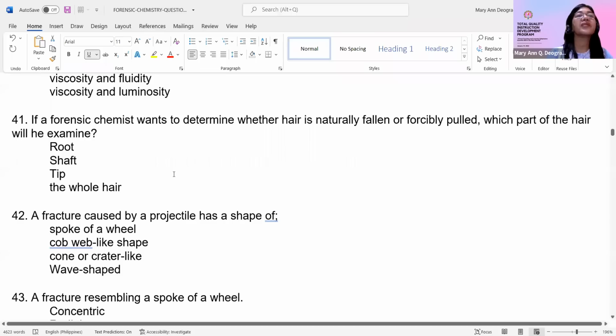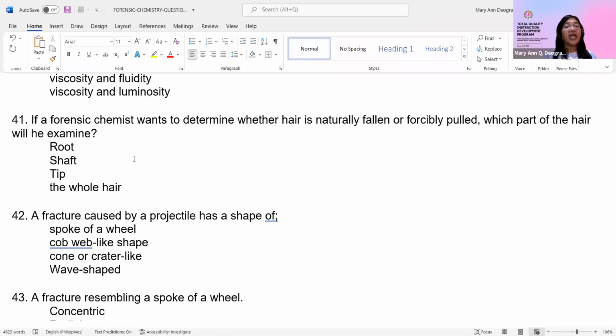Okay, next. If a forensic chemist wants to determine whether hair is naturally fallen or forcibly pulled, which part of the hair will he examine? Sagot? Okay, may sumagot. Okay, root. Ayan. Okay, root ang sagot. May sumagot na letter B. It's not. It's the root. Okay, microscopic examination pa rin ang gagamitin natin dyan.